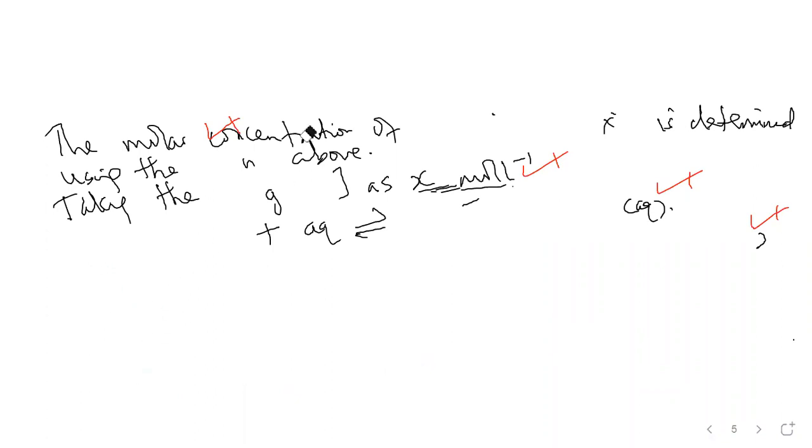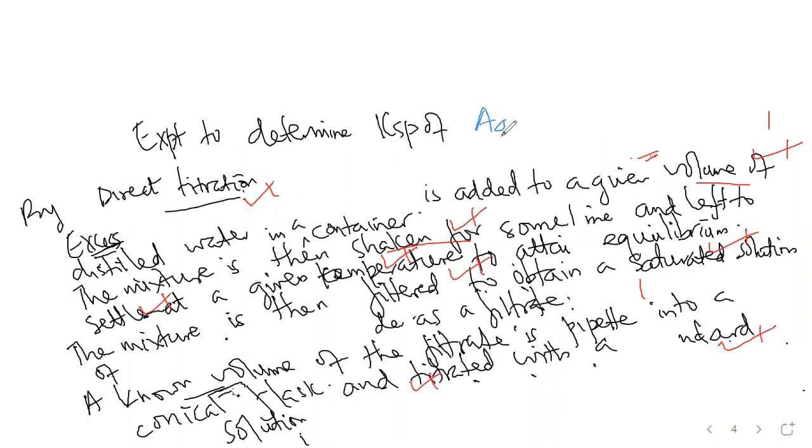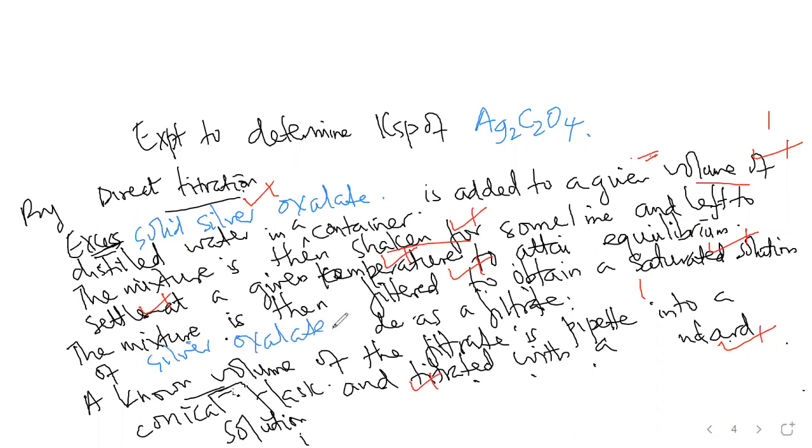So how do I determine the solubility product constant of silver ethane dioate by direct titration? This is silver ethane dioate. Silver has valence of 1, the ethane dioate ion has valence of 1. I will say excess solid silver oxalate or silver ethane dioate is added to a given volume of distilled water in a container. The mixture is shaken for some time and left to set at a given temperature to attain equilibrium. The mixture is then filtered to obtain a saturated solution of silver oxalate as filtrate.